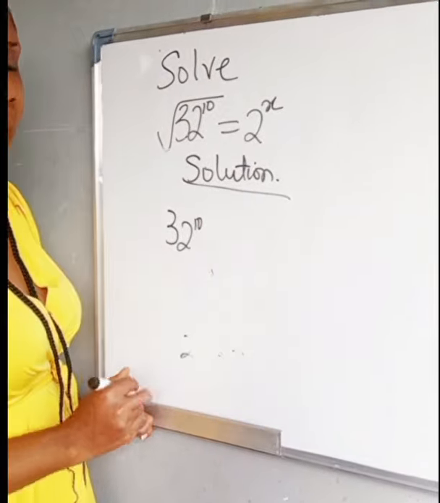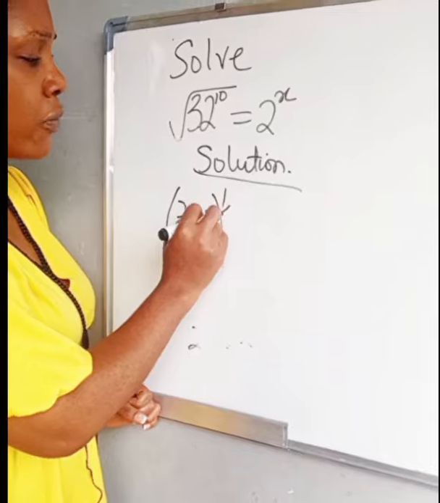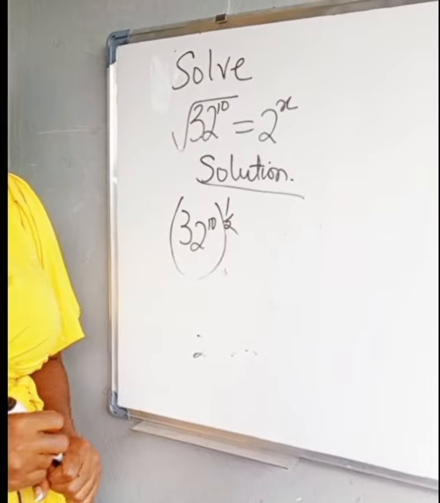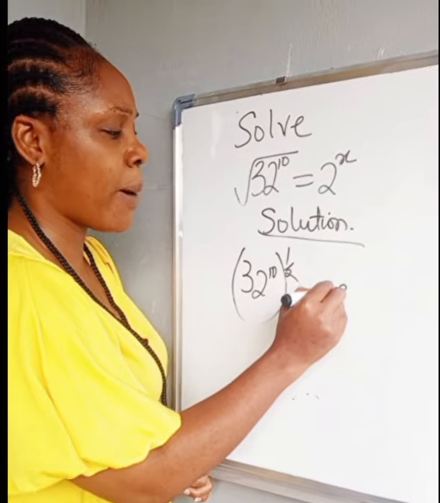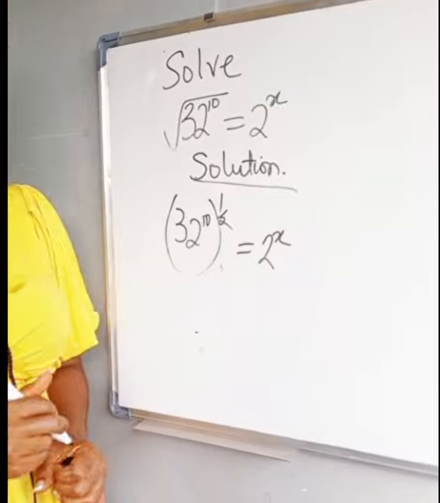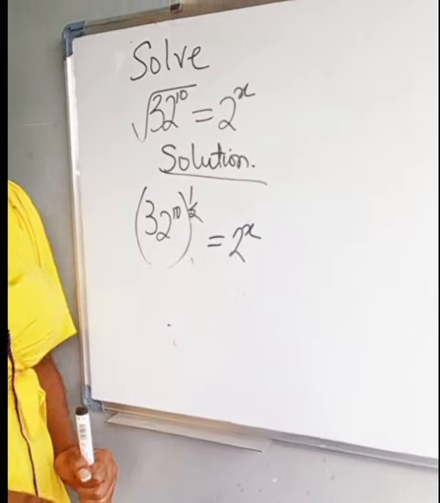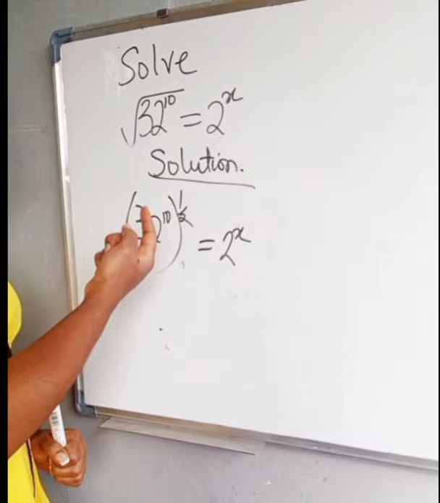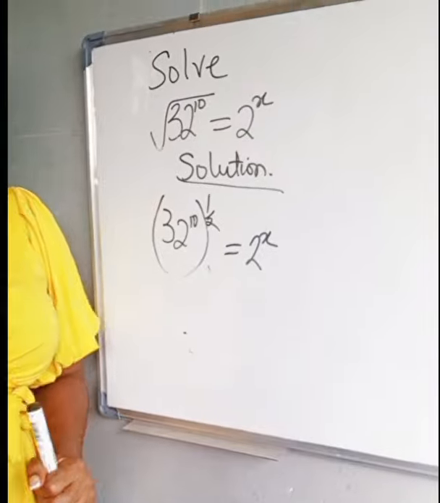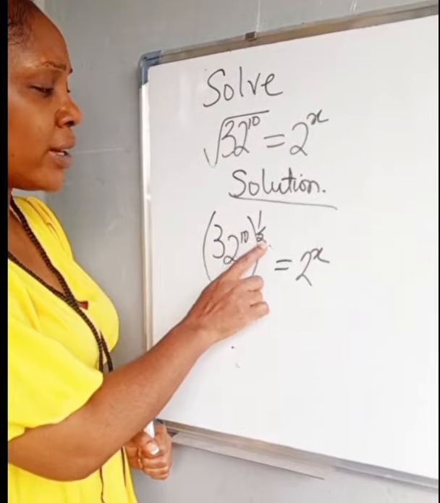Removing this square root sign now, we raise all to the power of what? Half. Is equal to 2 raised to the power of x. Okay? So now we are done with this stage. The next stage is what? To multiply the two powers together. We multiply the two powers.